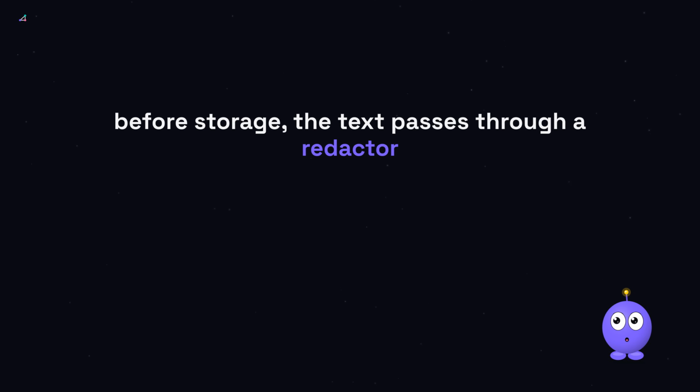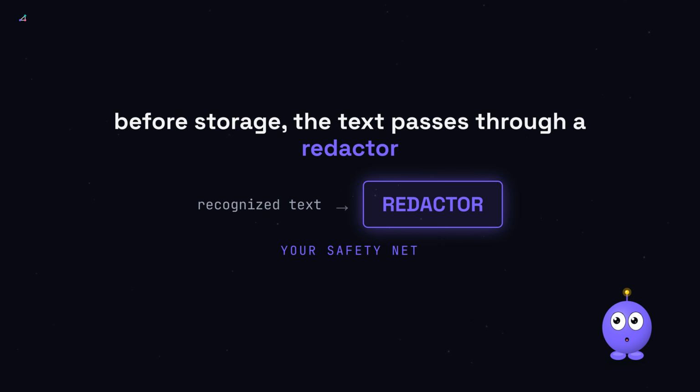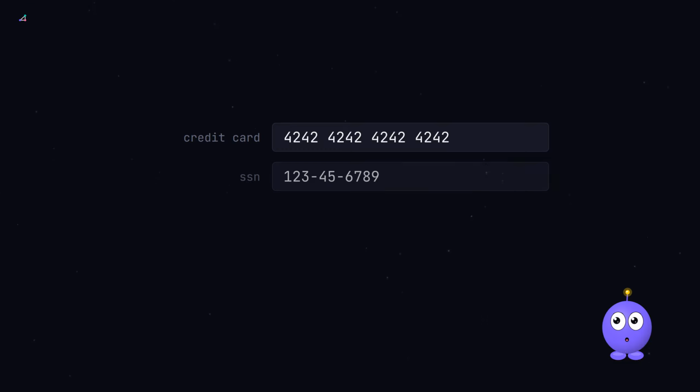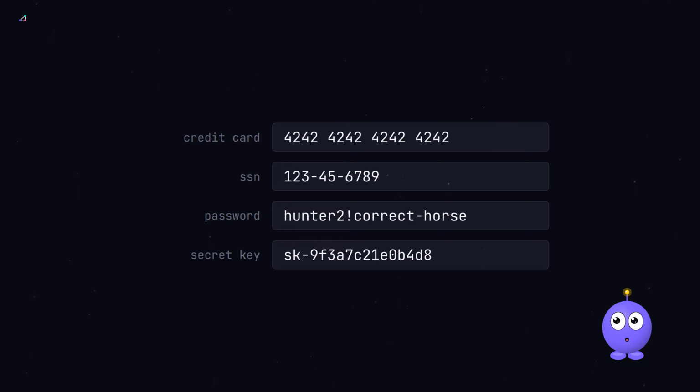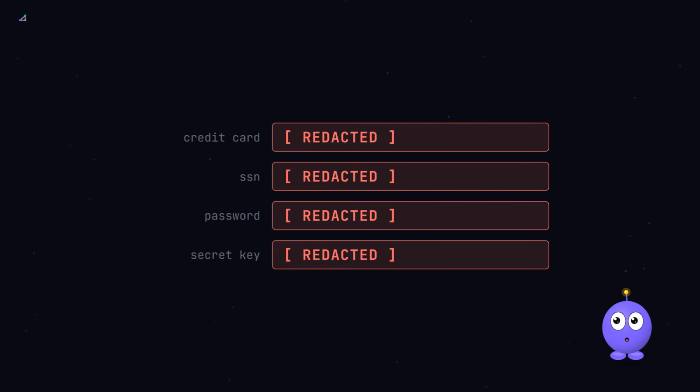Now, once the words have been read, but before any of them are allowed into storage, the text passes through a redactor. This is your safety net. The recognized text is scanned for sensitive patterns: credit card numbers, social security numbers, passwords, and secret API keys. And every match is swapped out for the single word, redacted.